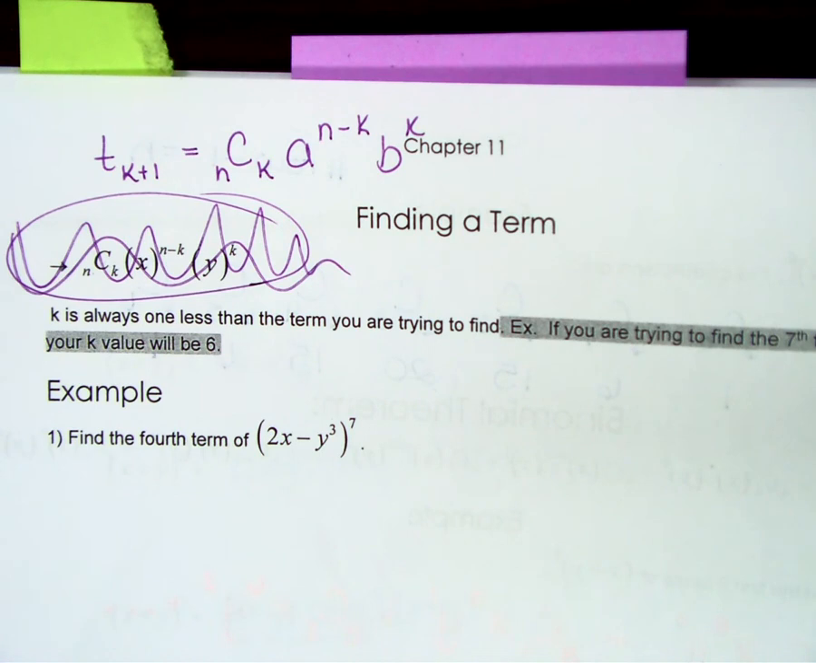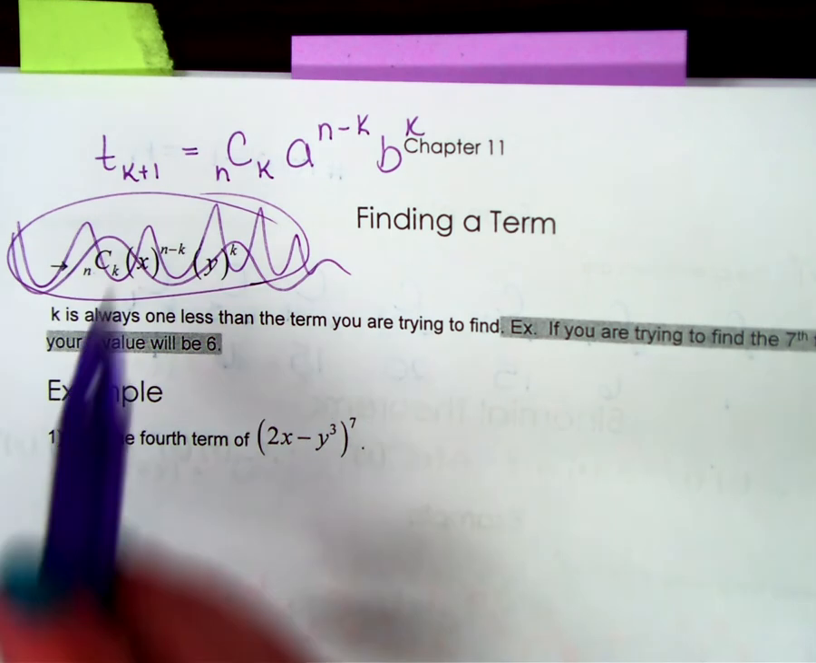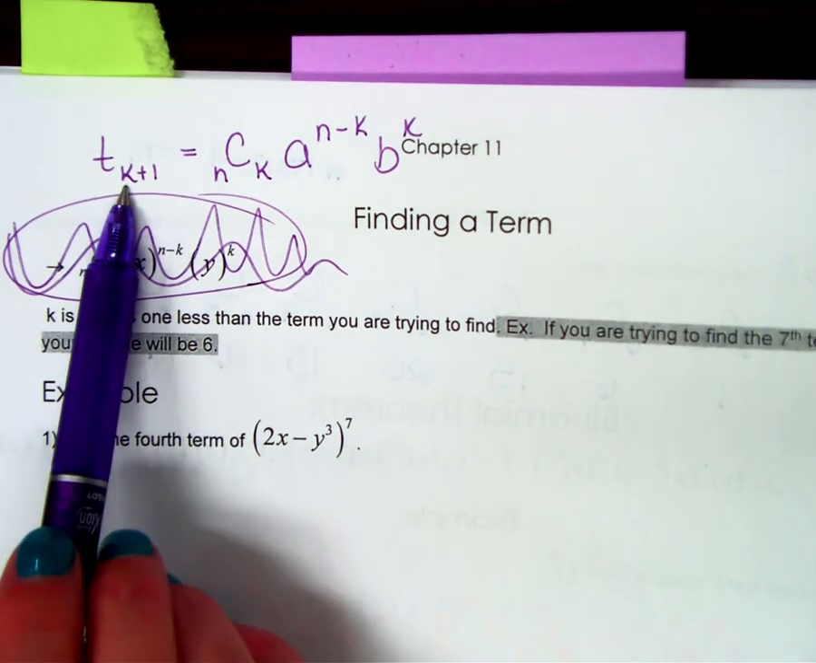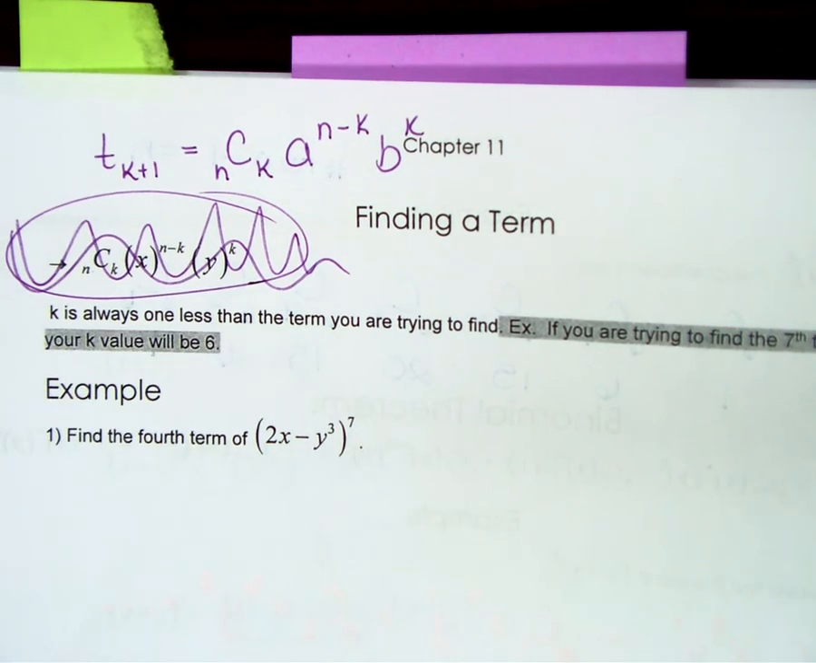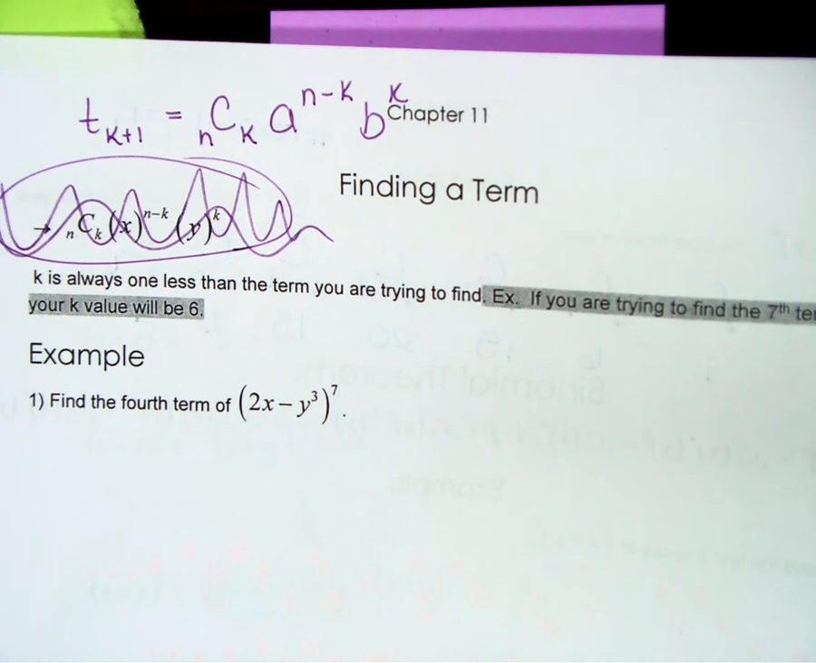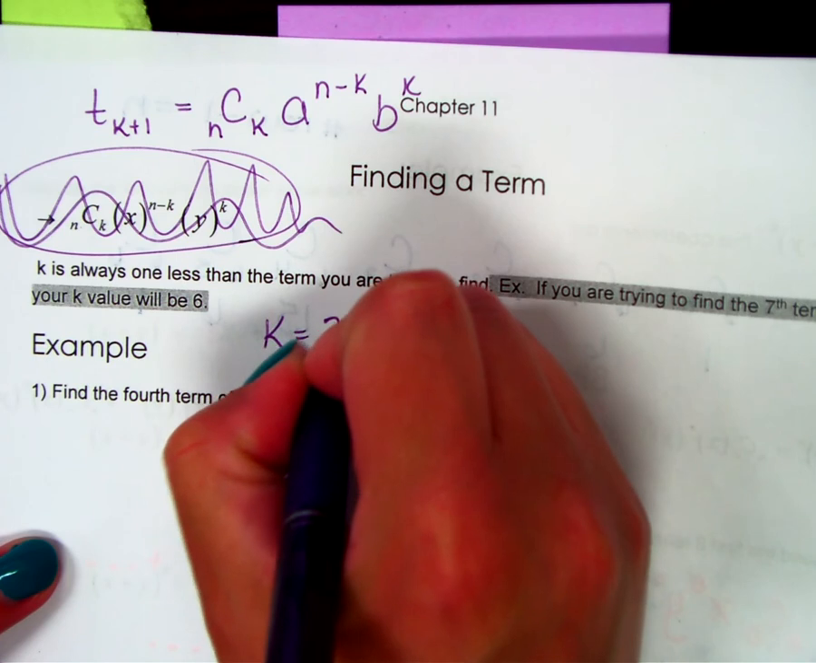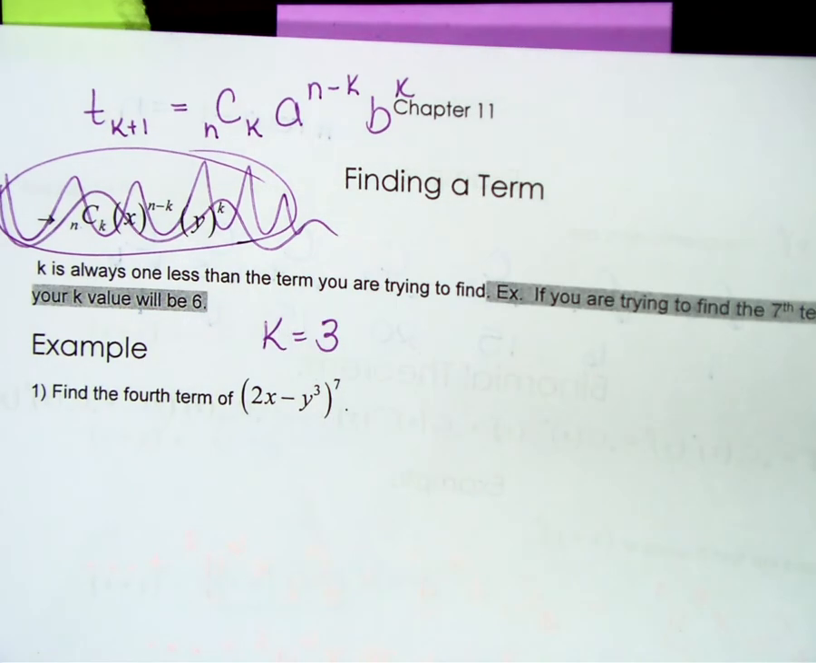All right. So your K value is always one less than the term that you're trying to find. So if you're trying to find the seventh term, K is going to be 6. Everybody with me here? So if I'm trying to find the seventh term, I would put 6 in here because 6 plus 1 is 7. Okay? All right. So we're going to find the fourth term. So what is K? 3. K is 3? It is, yeah. I was using the other formula, so actually mine is a completely different question. So we're all good.